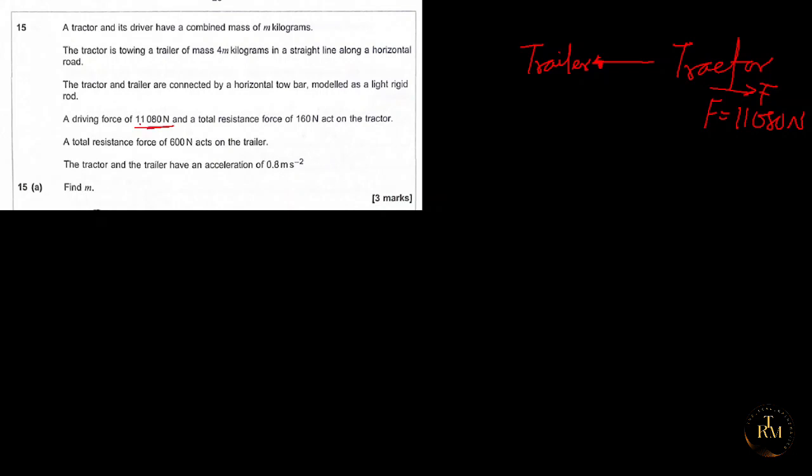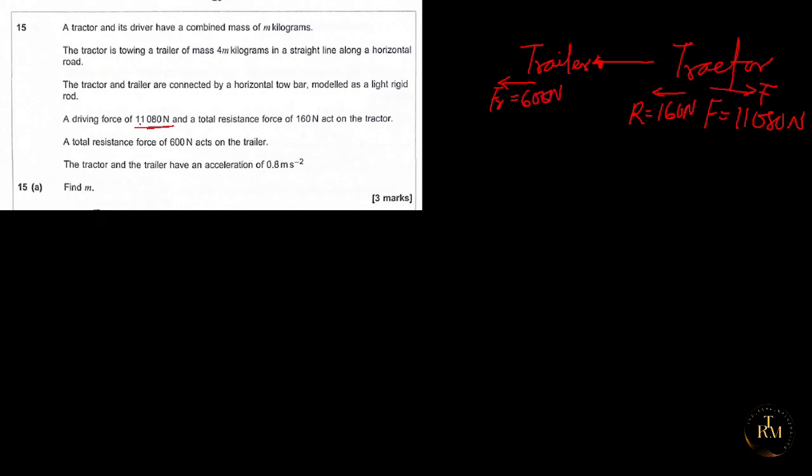And that's what you're seeing here. So now they said a total resistance of 160. So the tractor too has a resistive force of 160, because a resistive force is a force that goes against motion. So that is acting against the forward force by the tractor, and that value of the resistive force is 160. So now the trailer itself also has a resistive force, and that resistive force, let me call that FR, is 600 newtons.